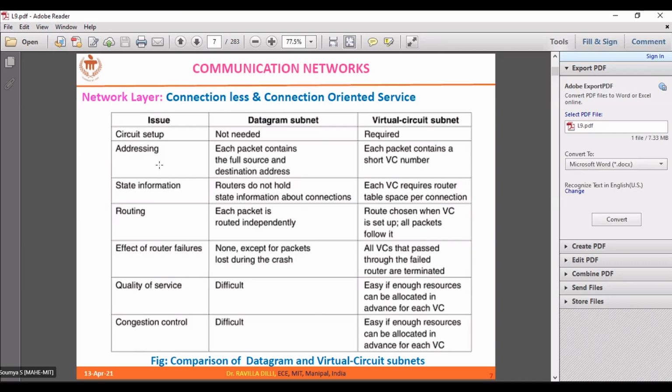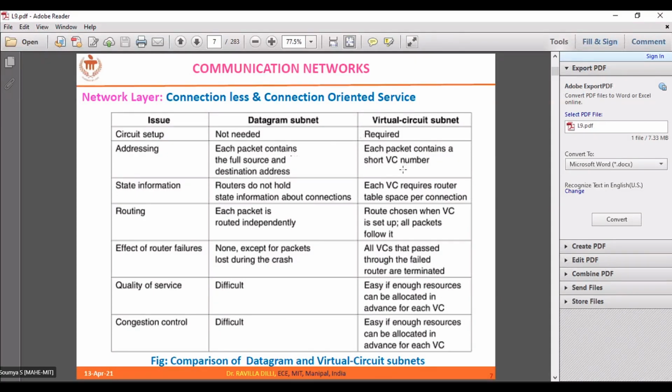Then what happens to the addressing? Each packet will contain the complete source and destination address. Why is it required? Because each packet can be sent through any route, correct? So every packet that is sent will definitely require the complete source and destination address in itself.